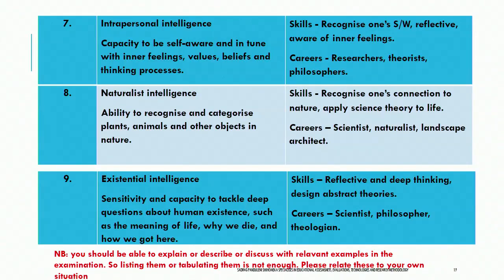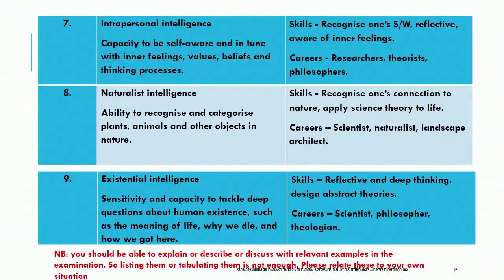8, naturalistic intelligence, the ability to recognize and categorize plants, animals, and other objects in nature. These are the people that usually go and join the science courses or field, and they become scientists. You find them there, they have studied maybe landscape, and they become landscape architects, or maybe they have done biochemistry, and they will become chemists, and some other areas like that.